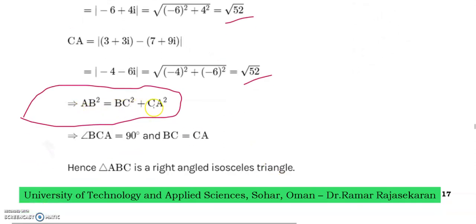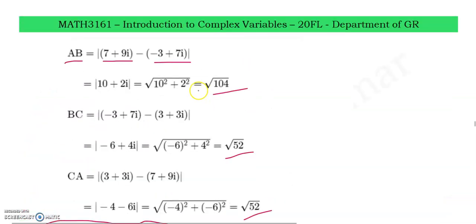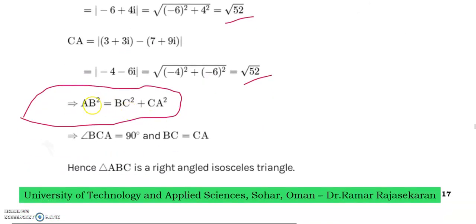Now by Pythagoras theorem, you see AB squared equal to BC squared plus CA squared. What is AB? AB is square root of 104. So AB squared is 104 is equal to BC squared, square root of 52 squared, so 52 plus 52, 104. So this equation is satisfied by the given 3 points, so that these 3 points A, B, C form a right angle isosceles triangle.